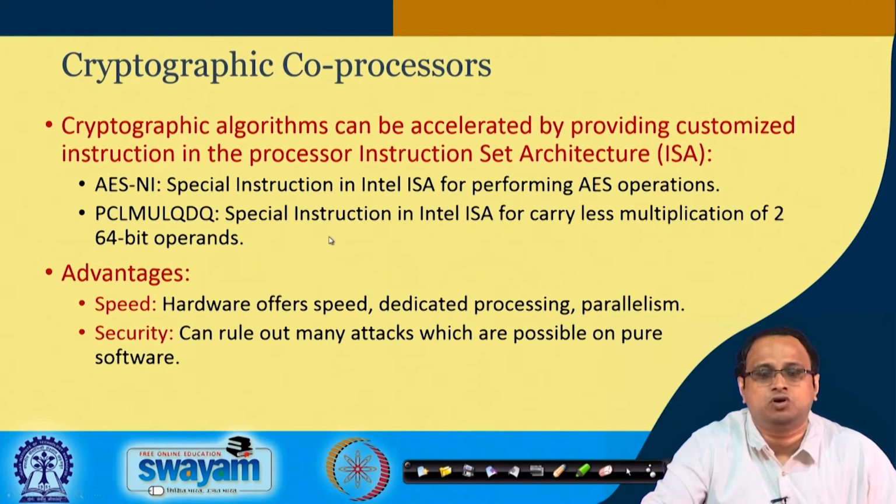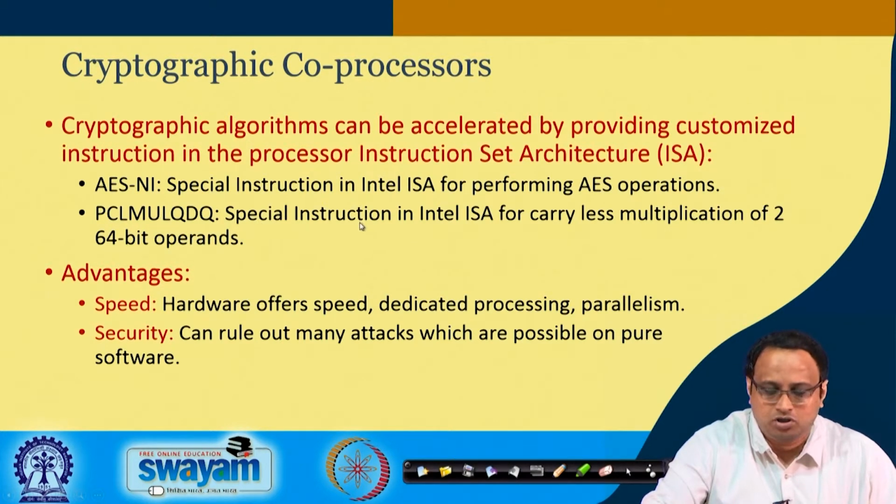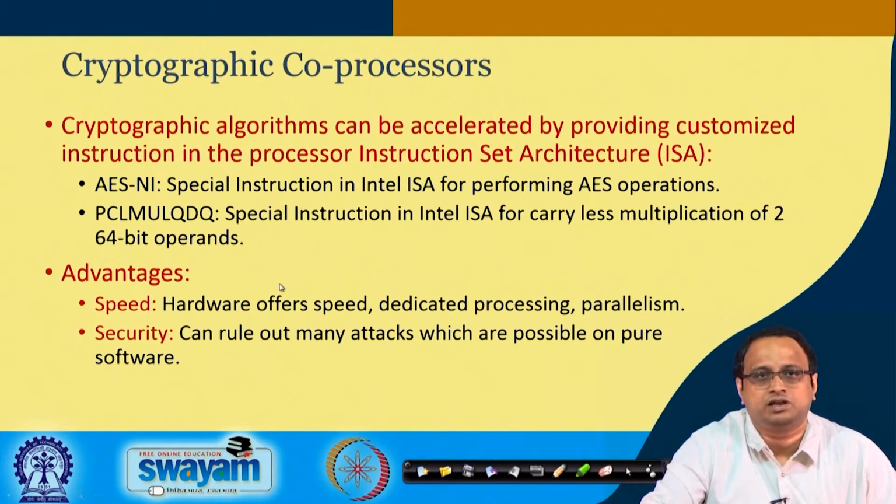I have listed here two of the very commonly known accelerators. One is AES-NI, which is a special instruction in the Intel ISA for performing AES operations. The other one shown here is PCLMULQDQ, which is a specialized instruction in the Intel ISA for performing carryless multiplication of two 64-bit operands. The advantage that hardware brings in this context is speed for sure, because you can develop dedicated processing, you can parallelize your operations, and therefore you can have an end-to-end acceleration of your computation.